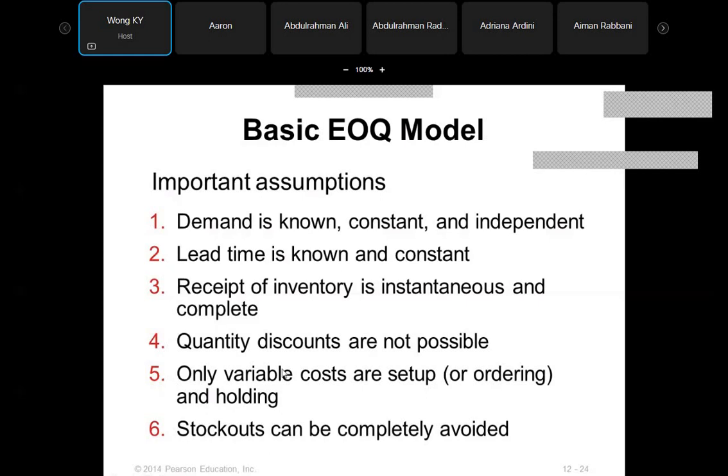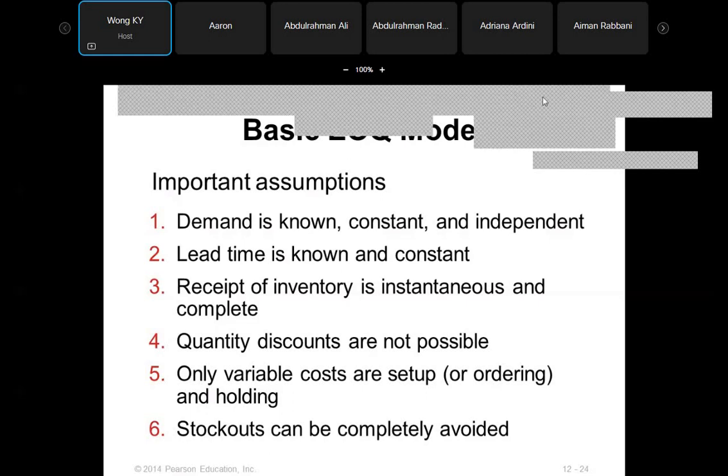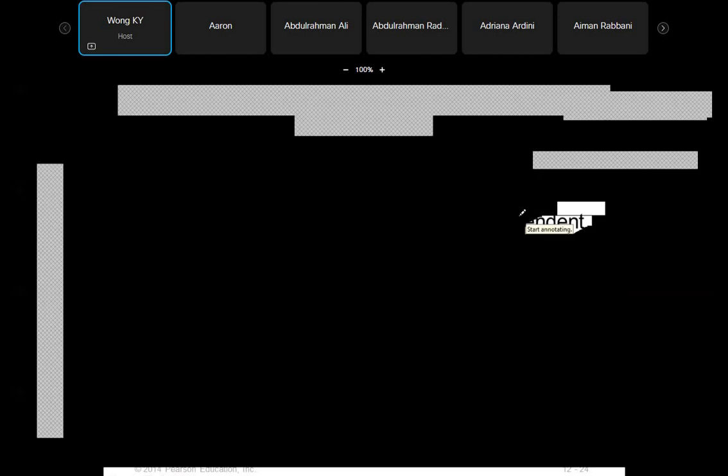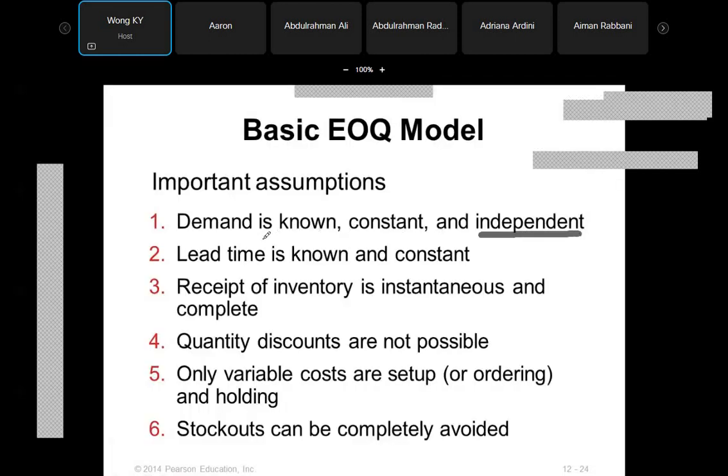First, we must assume that demand is known. Demand is constant and demand is independent. Independent, I already explained. And you must also assume that demand is constant. Now, normally demand is given on a yearly basis, and we assume that the quantity of the demand is constant. For example, 1,000 units per year.